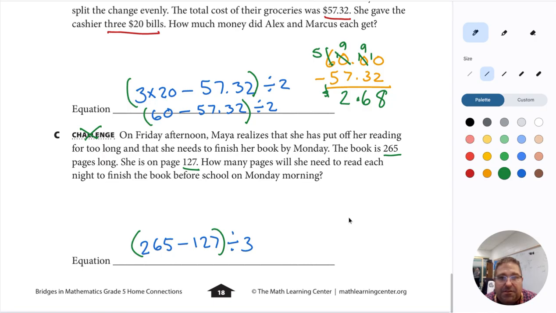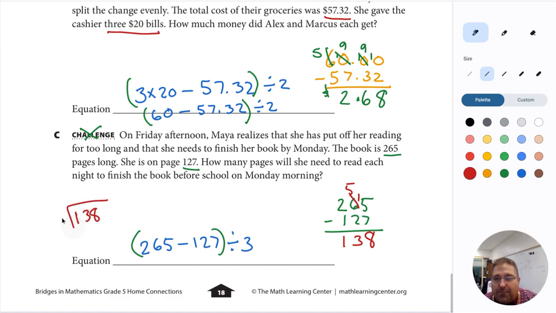So we've got the 265 minus 127. All right, 5 minus 7, can't do that. But we can do 15 minus 7, so that's 8. 5 minus 2 is 3, and 2 minus 1 is 1. All right, so now we have to do 138 divided by 3.